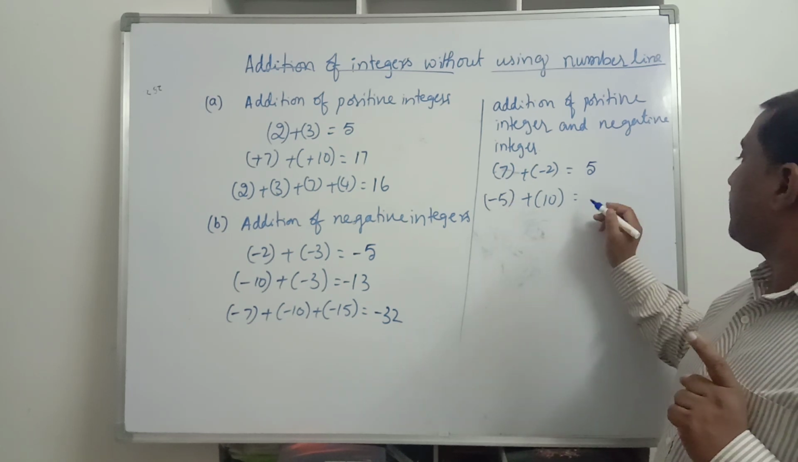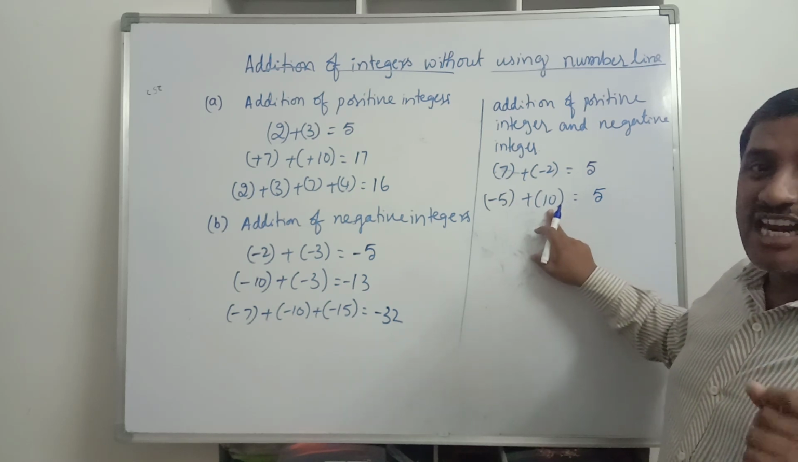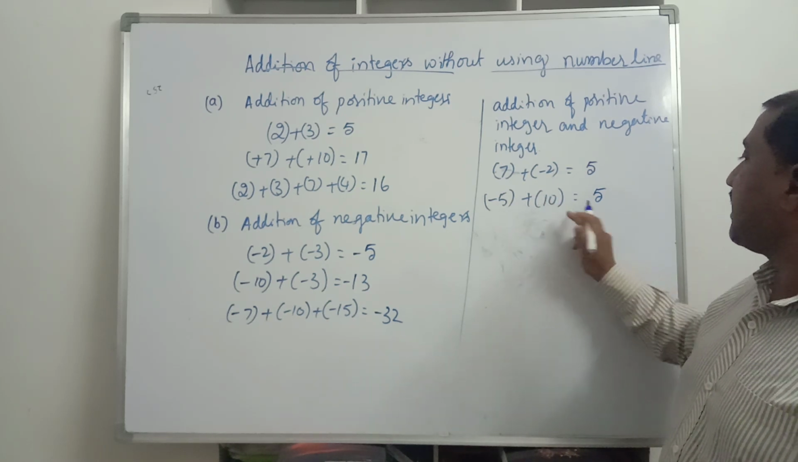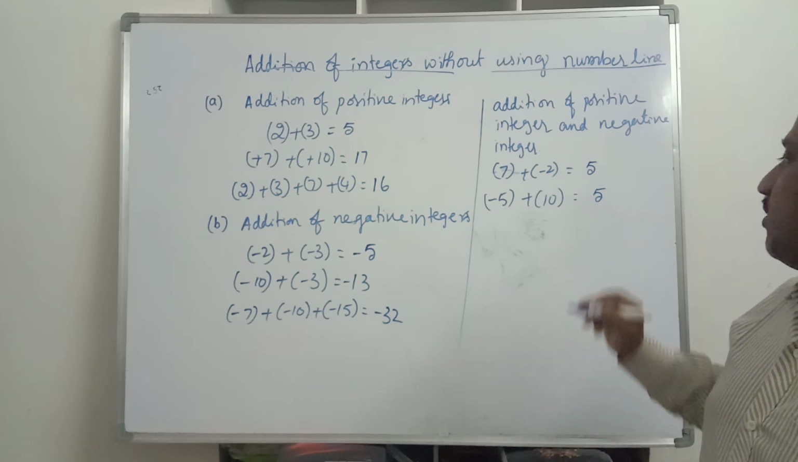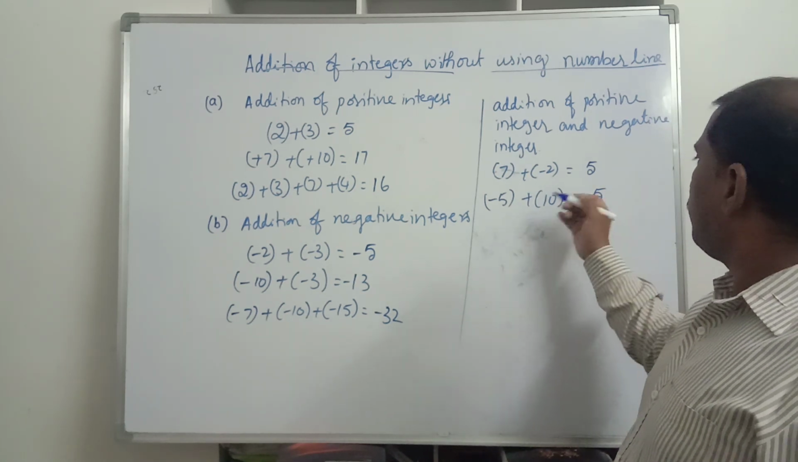10 minus 5 is 5, and keep the sign of the bigger number. What is the bigger number? It is 10. Its sign is plus. Therefore, we will get plus 5. Now, how to do this? We will take one more example.